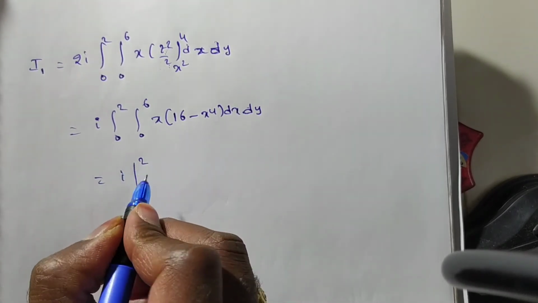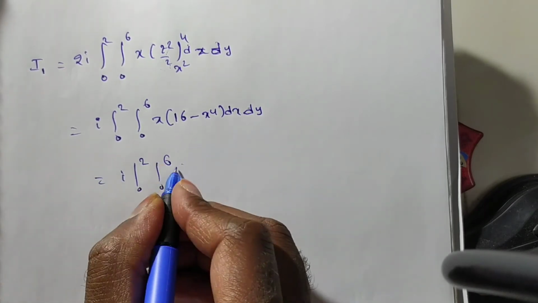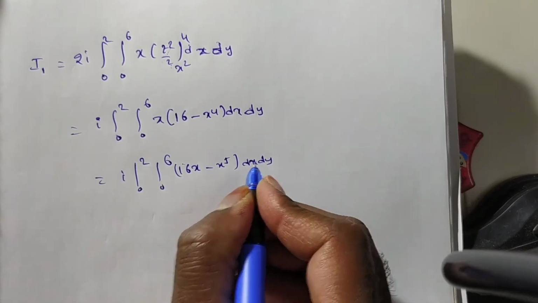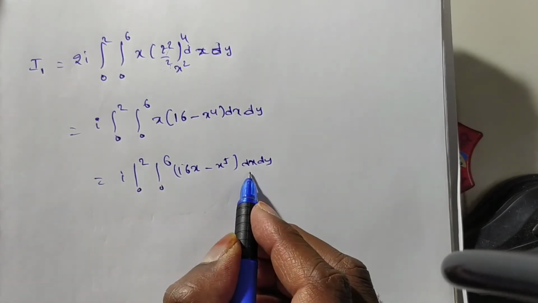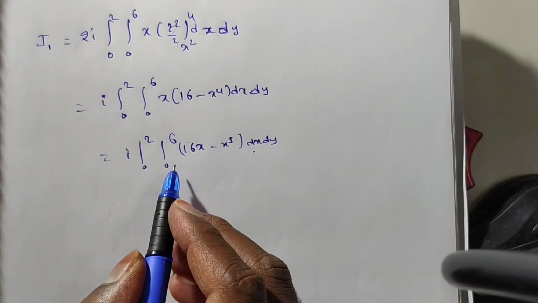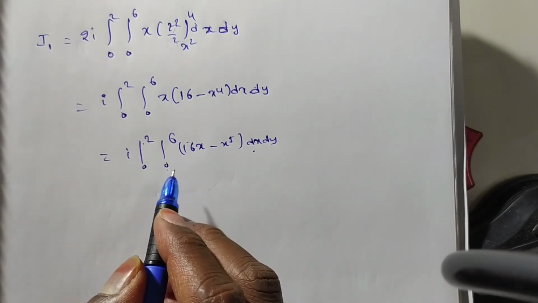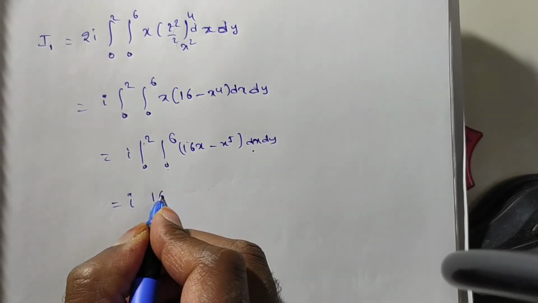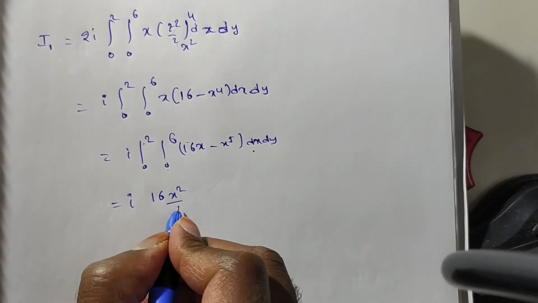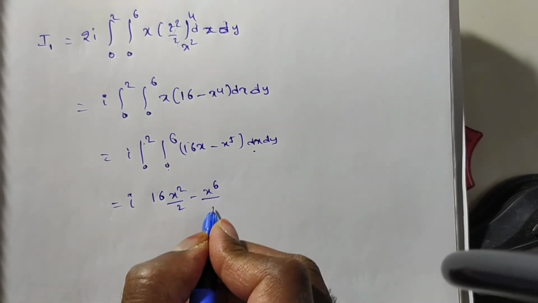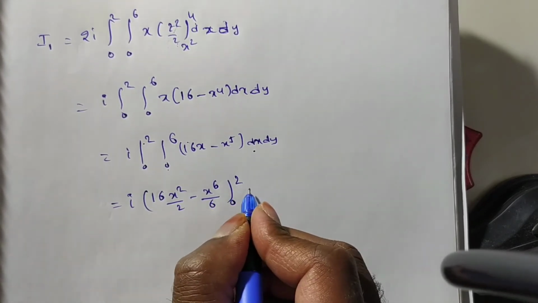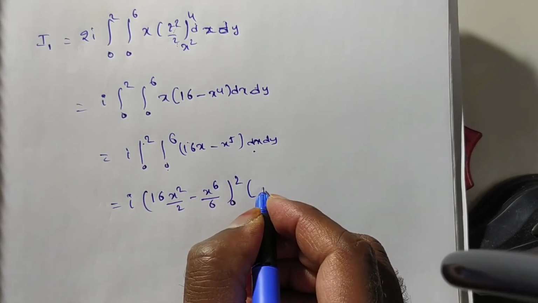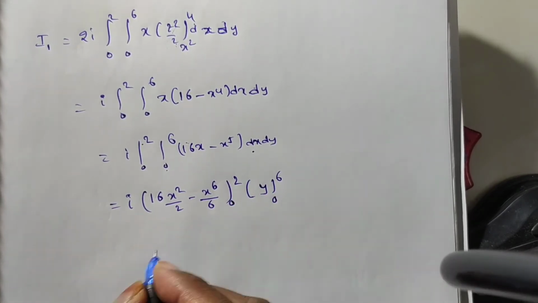i times the integral 0 to 2 and integral 0 to 6. If I multiply inside, then I will have 16x minus x to the power of 5 into dx dy. Friends, now we have to integrate this integrand with respect to x and also y. But here you observe x limits are independent, y limits are also independent. So in this case, irrespective of order, you can do it now. So i times, first I am doing integration with respect to x, then I will have 16x square by 2, minus x to the power of 5 integrates to x power 6 by 6, with limits from 0 to 2. Next the coefficient is 1, and the integral of 1 dy with respect to y is y, with limits from 0 to 6. Now you have to simplify this.